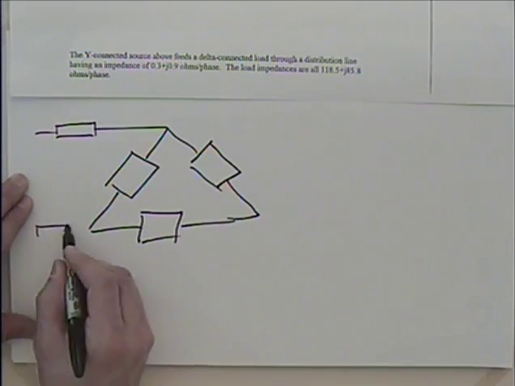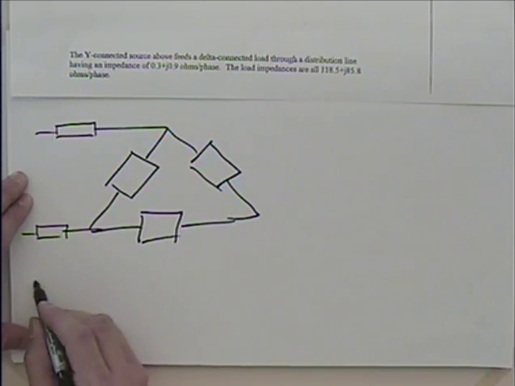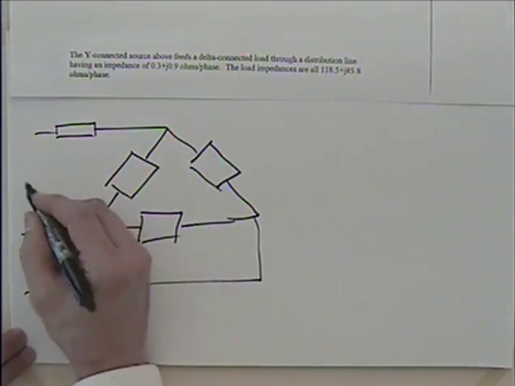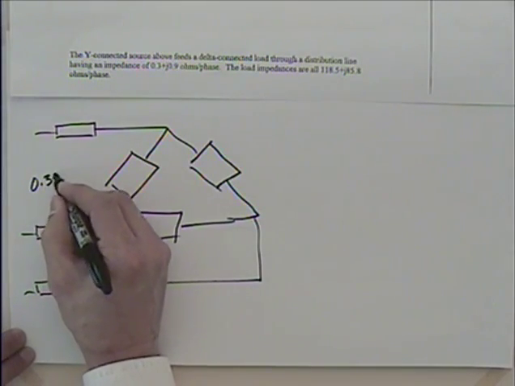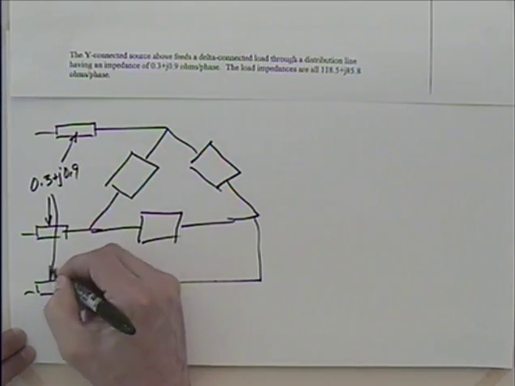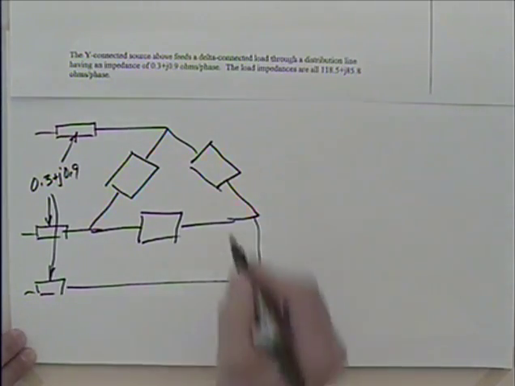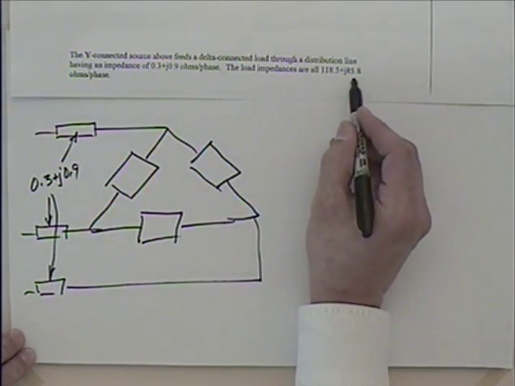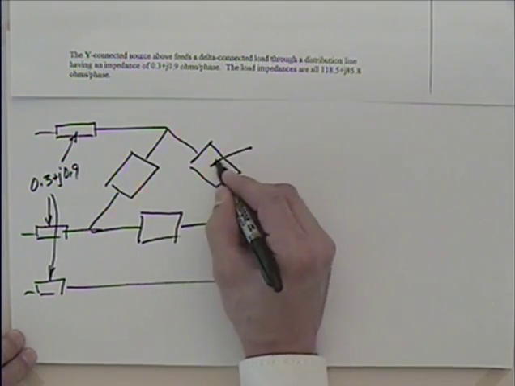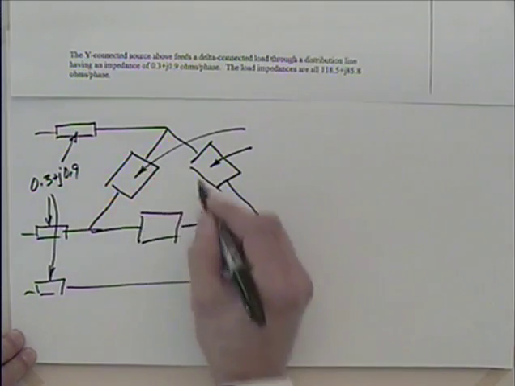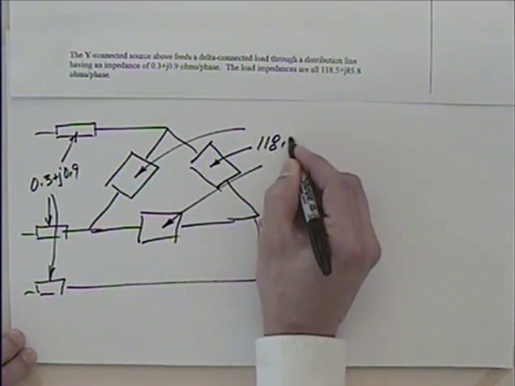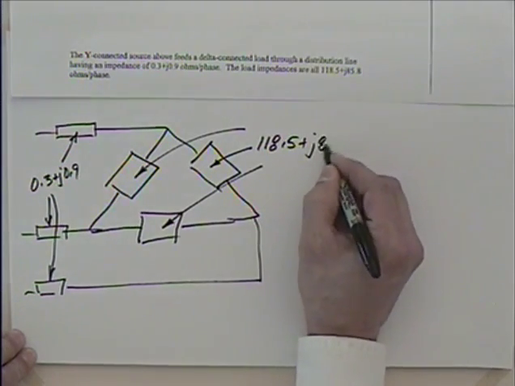So we'll have something like this, right? And each one of these is 0.3 plus j0.9, right? Right there, and right there. We're good with that? And then each one, because this is 118.5 plus j85.8, that's ohms per phase. So I know that each one of these, this, and that, those are all 118.5 plus j85.8.